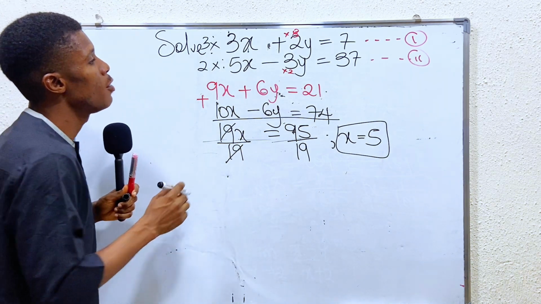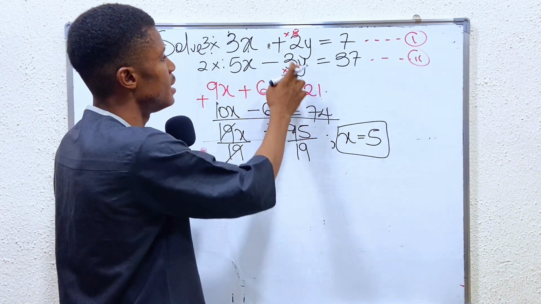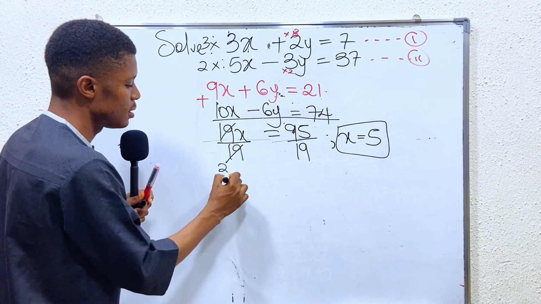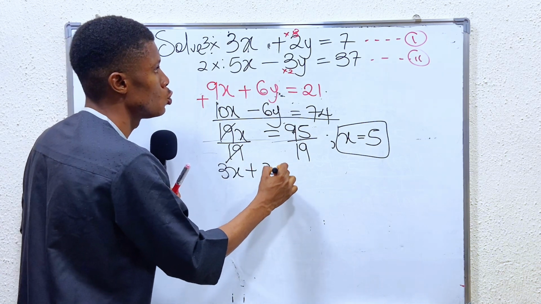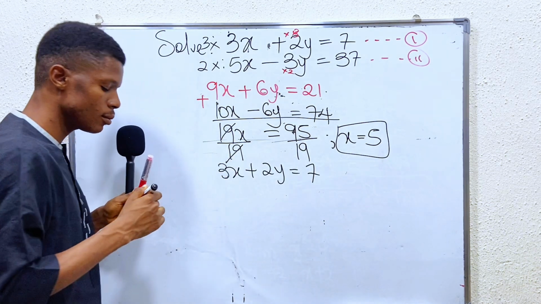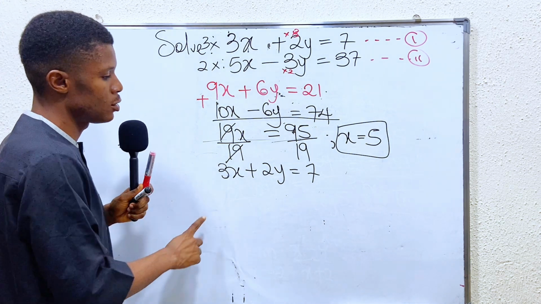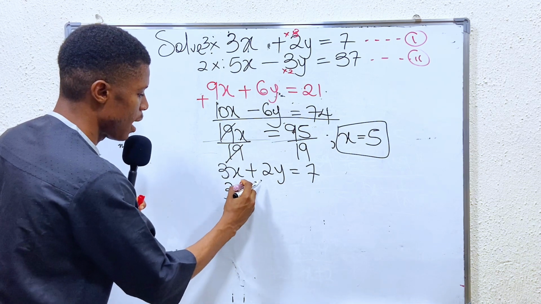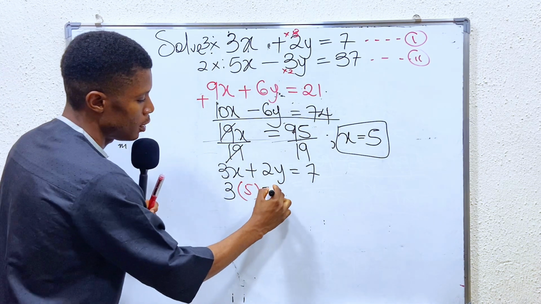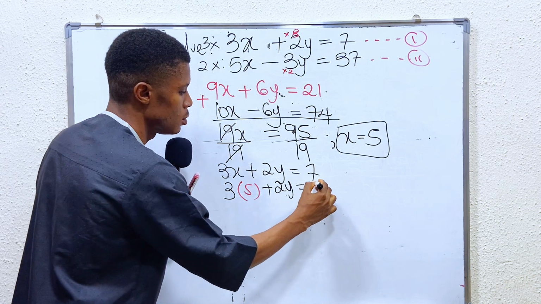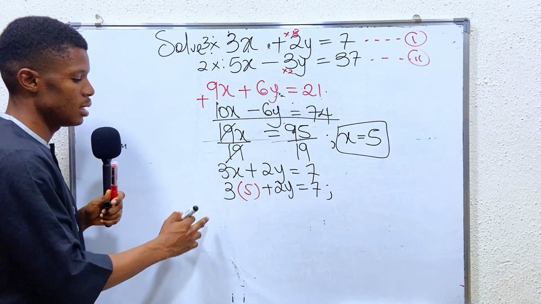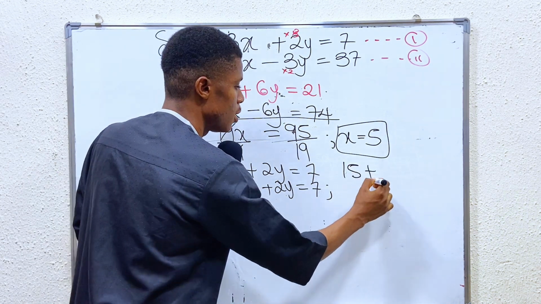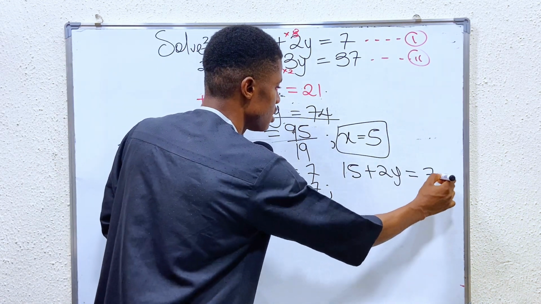So to get the value of y, we put x equals 5 in any of the equations. Let's try doing that in equation 1. Equation 1 says 3x + 2y = 7. If you put the value of x as 5, you have 3 times 5, plus 2y, equal to 7. 3 times 5 is 15, so you have 15 + 2y = 7.